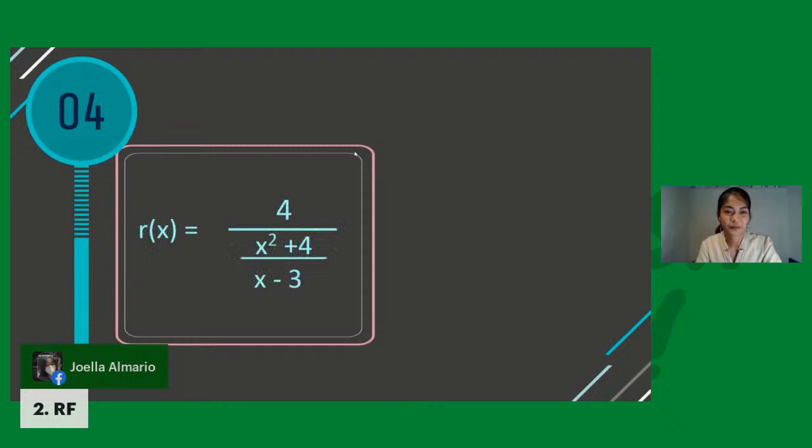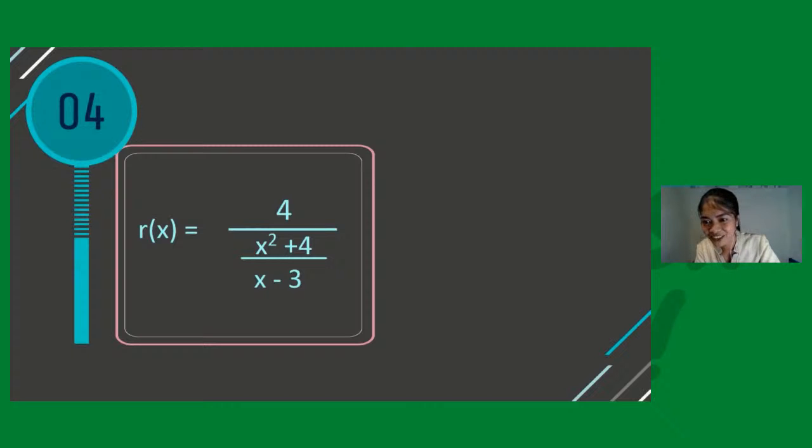Okay, very good. That is NRF or not rational function. Next, for number 4, we have the function r of x is equal to 4 all over x squared plus 4 over x minus 3. Is this a rational function or not? So given r of x is equal to 4 over x squared plus 4 divided by x minus 3, is that a rational function or not? Number 4, sabi ni Parilia NG, NRF. Sabi din ni Yuna, NRF daw. Sabi din ni Crystalline, NRF.